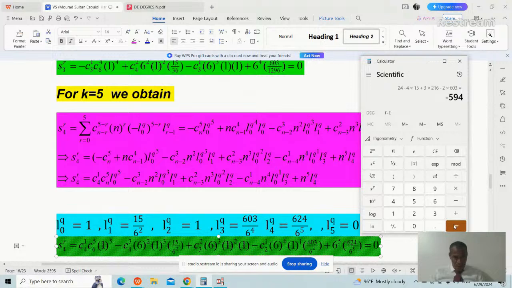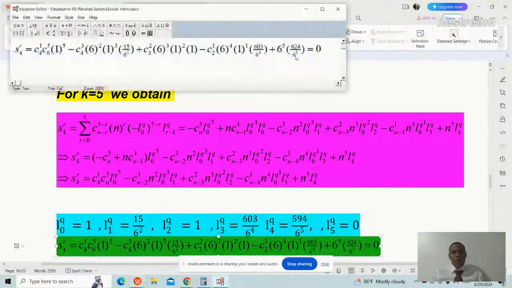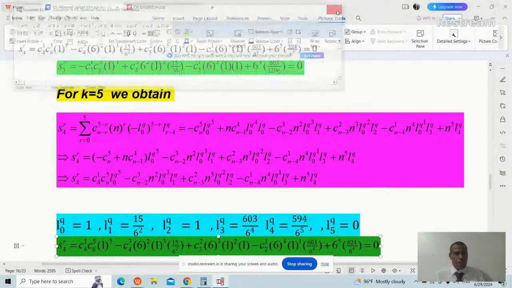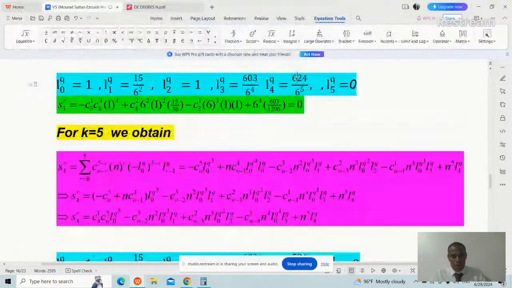And so it will be 594. Okay, this is 594. I'll continue now. This is the 594, so this is equal to 0. I will continue here, I will just replace this by 594.